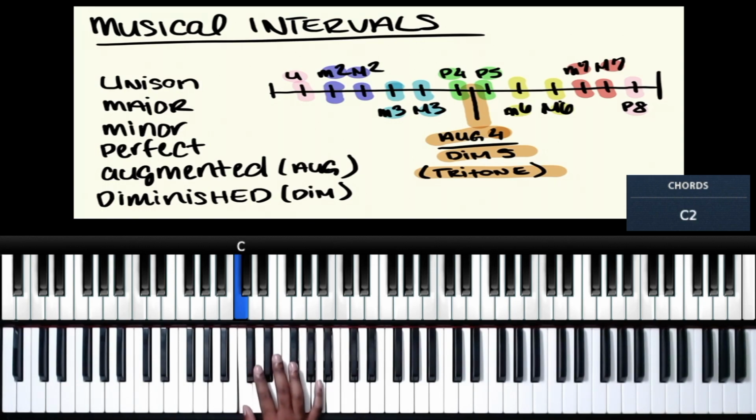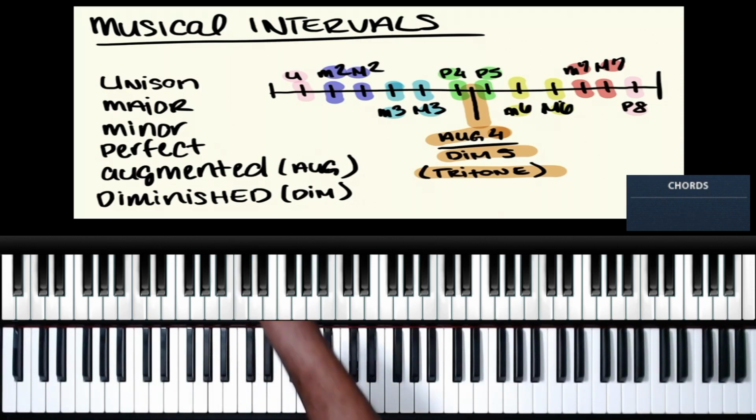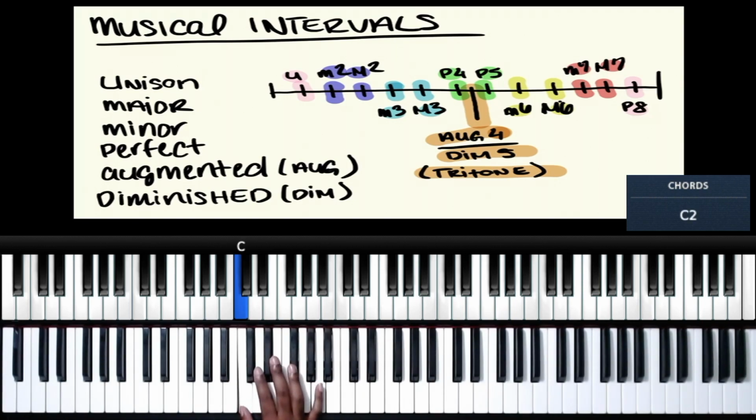So starting on C, if we move to C sharp, the distance between those two notes on our ruler says that it's going to be a minor second. So from C to C is unison. From C, the distance between these two notes is going to be a minor second.